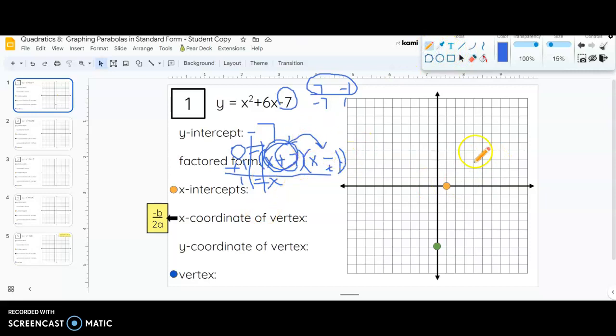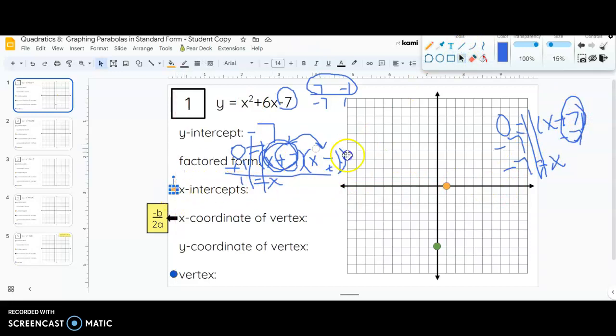All right, then let's say instead 0 is equal to the x plus 7. So we would subtract 7 from both sides to get that x by itself. So -7 is equal to x, and that of course is 0. So our other x-intercept, sorry, would be at -7. So right here. All right, so far that doesn't totally look like a parabola.